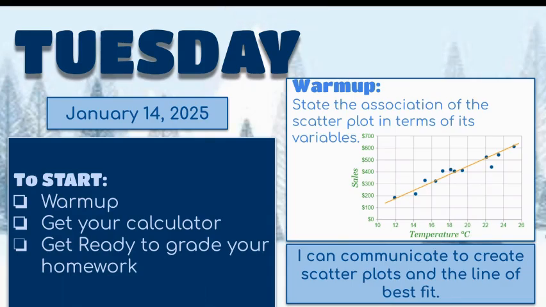Okay, so our warm up for today is to state the association of the scatter plot in terms of its variables. Remember, whenever we are asked to do this, you are writing a sentence using the labels of your x and y axis. So here we have temperature and sales. Temperature is our x-axis, sales is our y-axis.